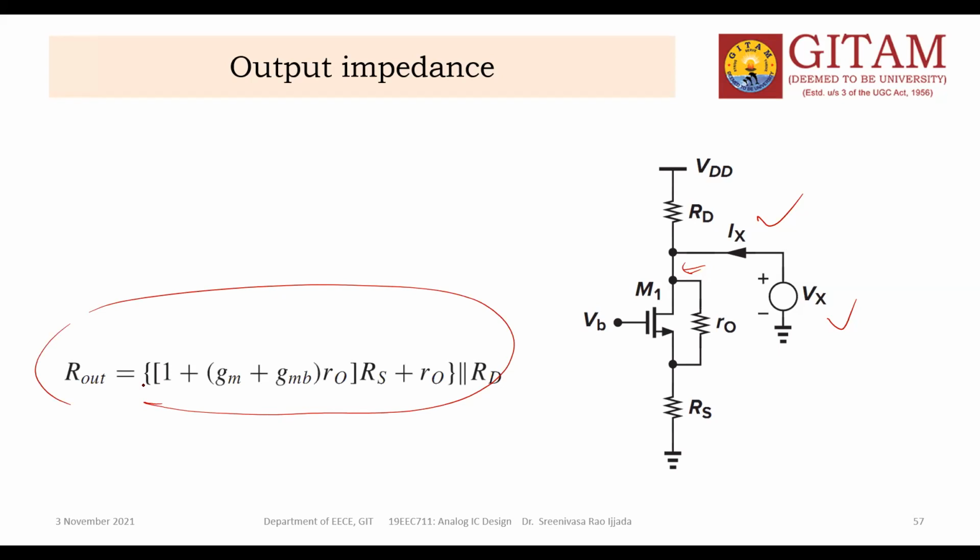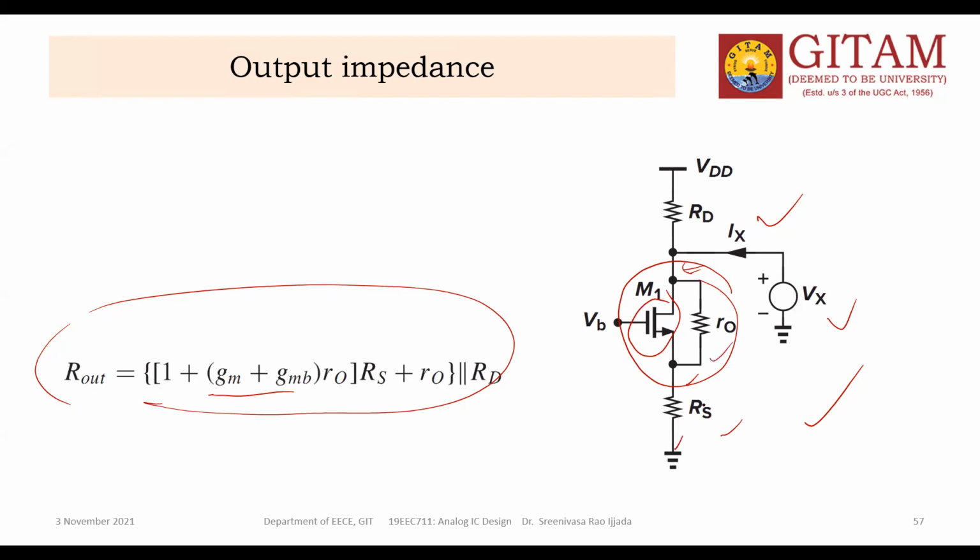So 1 plus gm plus gmb, into R naught, is multiplied with RS plus R naught, parallel with RD. From this you can see the device transconductance is gm, and the device body effect is gmb. So this is the sum of these two into R naught, multiplied with RS plus R naught.